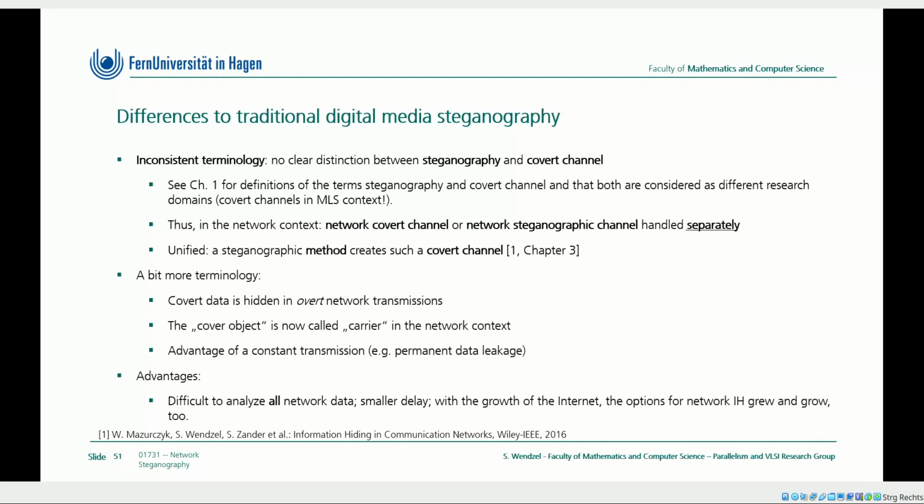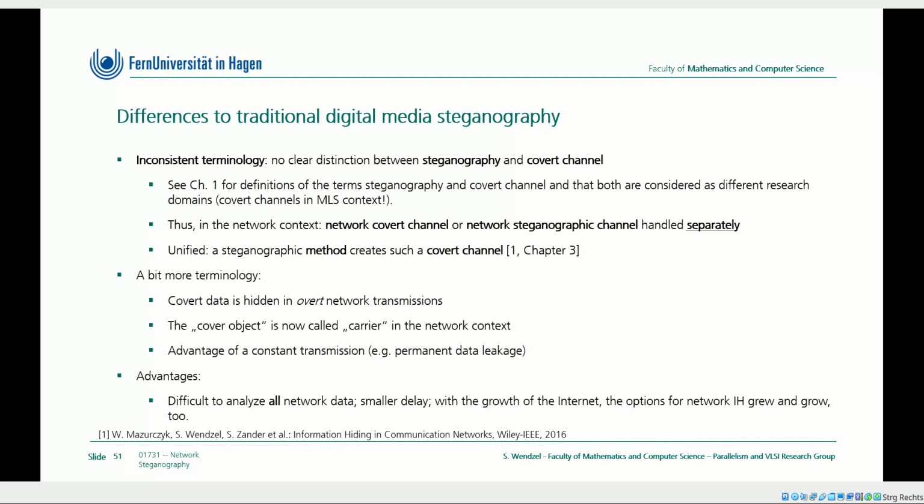It took several years till the community agreed on a unification here and a strong link, because it was agreed that the steganographic method creates a covert channel, which is actually rather clear when we think about it. So the network steganography research provides the method, but what it creates is a covert channel. That means that covert channel methods are network steganography methods, and that network steganographic channels would be covert channels.